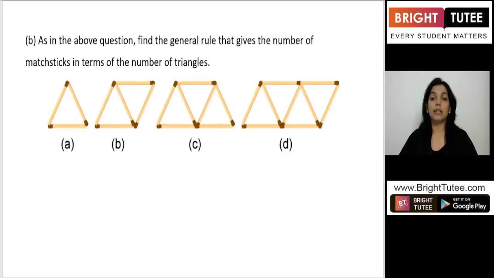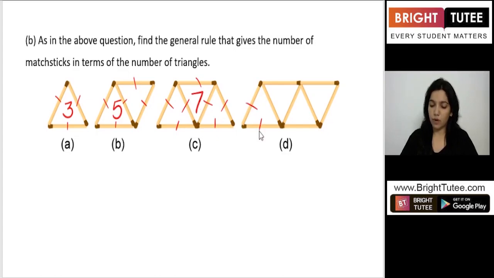Now let us discuss the last question here. As in the above question, find the general rule that gives the number of matchsticks in terms of the number of triangles. So see, in the first triangle, how many sticks do we have? 3. In the second one, it is 1, 2, 3, 4 and 5. In the next one, 1, 2, 3, 4, 5, 6, 7. Then we have got 1, 2, 3, 4, 5, 6, 7, 8, 9. So the numbers are 3, 5, 7, 9.